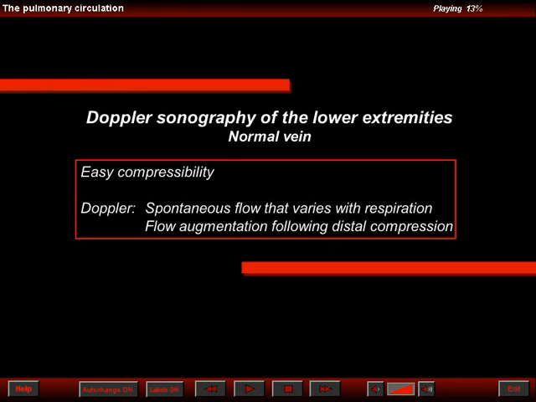The normal vein on Doppler sonography of the lower extremities is characterized by easy compressibility, and by Doppler studies there is spontaneous flow that varies with respiration, and there is a flow augmentation following distal compression.